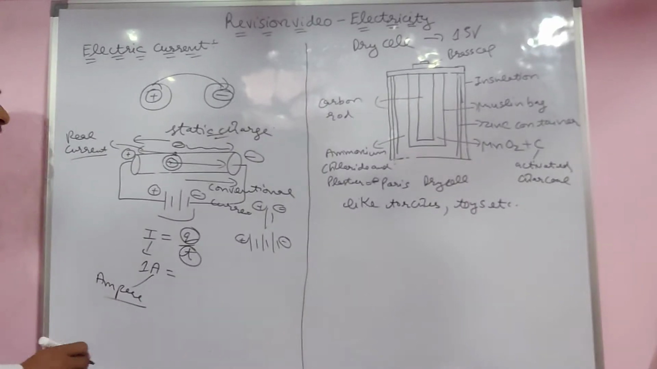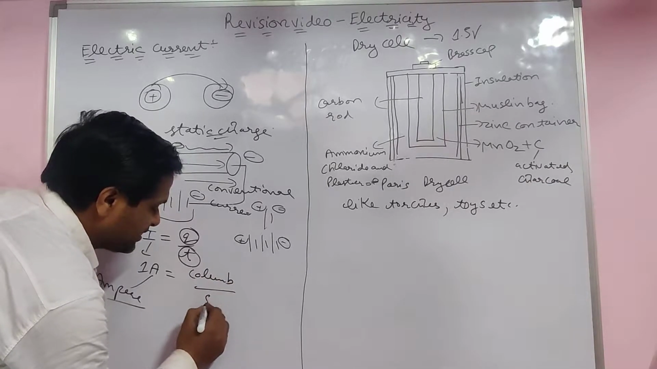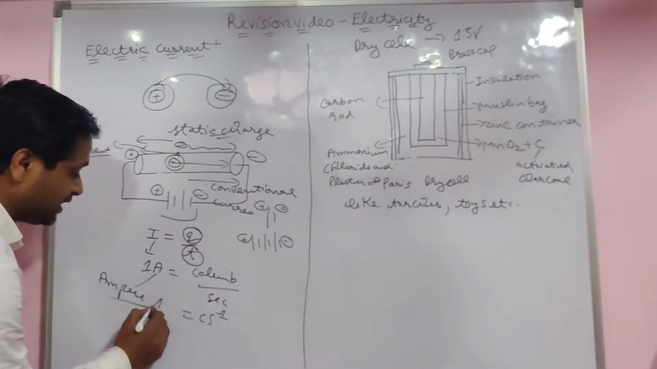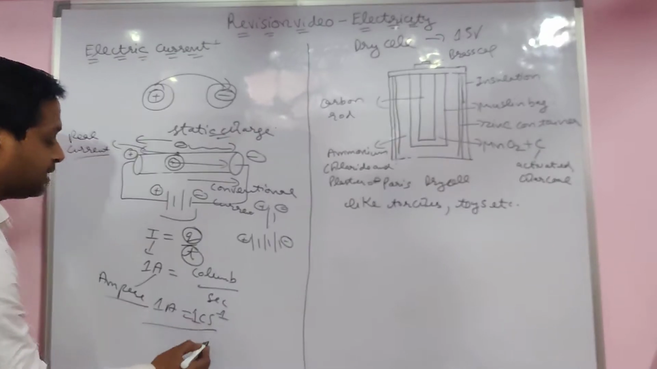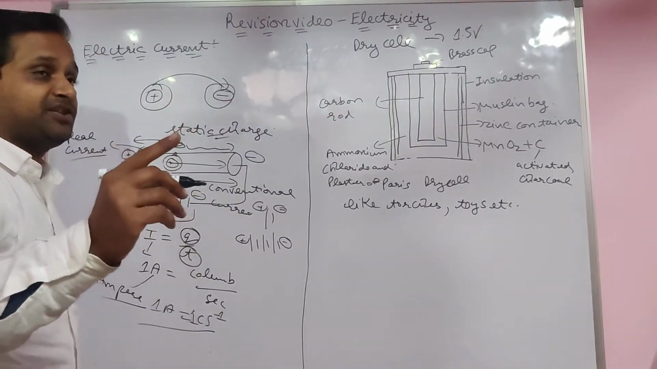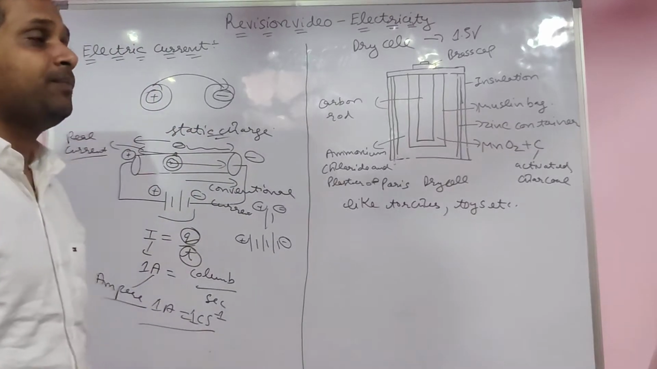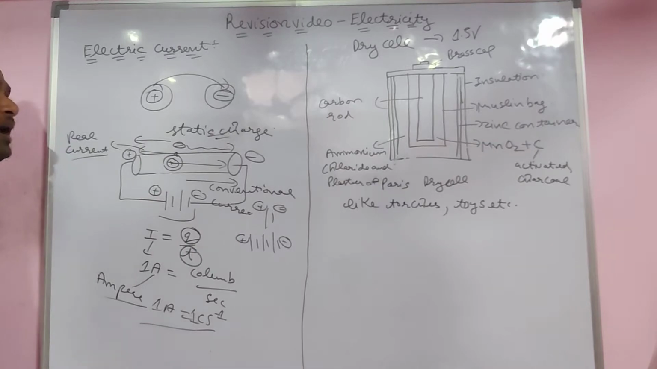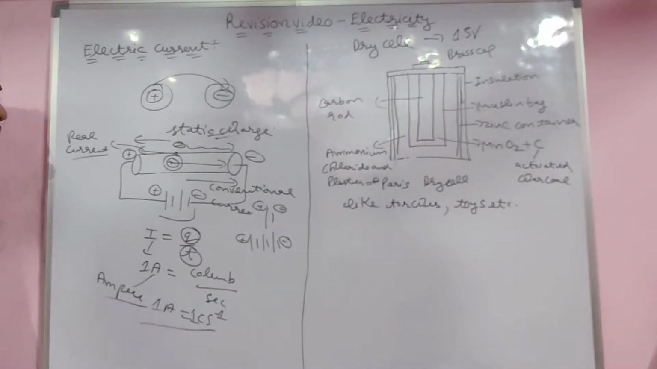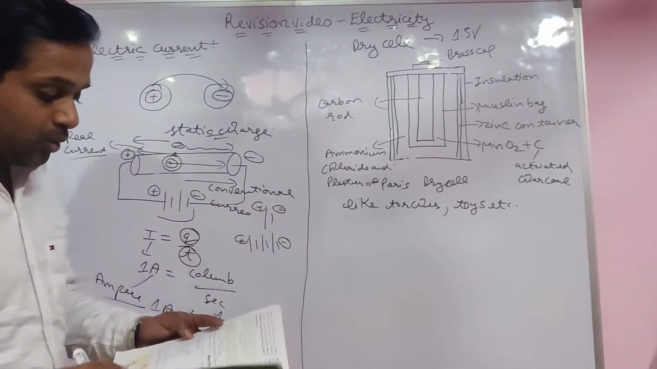Ampere is the name of a scientist. The unit is coulomb per second: 1 ampere equals 1 coulomb per second. Keep in mind, when 1 coulomb of charge flows in one direction in 1 second, that is called 1 ampere of current. So this is the definition of electric current.